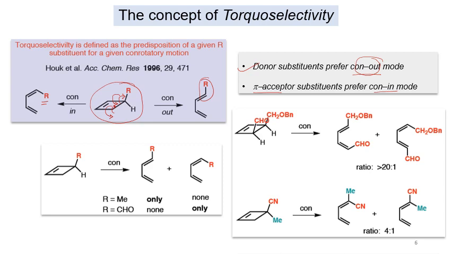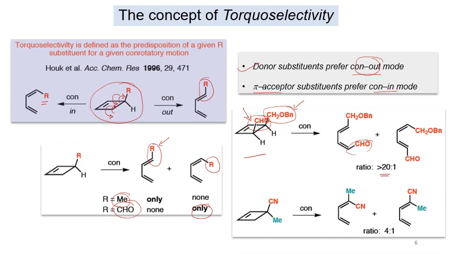Methyl is a donor substituent, obviously. So it prefers the con-out mode, thereby giving the R group, when it is methyl, in this particular predisposition. Whereas, if you have a formyl group, which is a pi acceptor substituent, it prefers the con-in, and in this particular case, you get the R group in this particular orientation. Look at this particular example. You see here, one of them is a CHO, the other is a CH2OBn. Now, this is a pi acceptor and this is a donor substituent. So, obviously, this prefers to go in a con-in mode. Therefore, you get that particular isomer as the major.